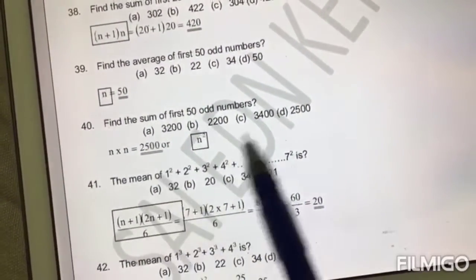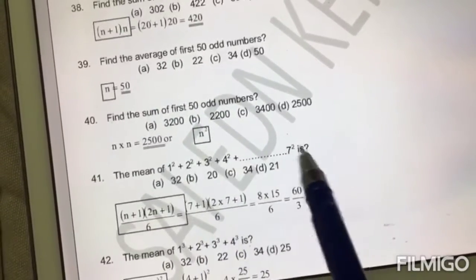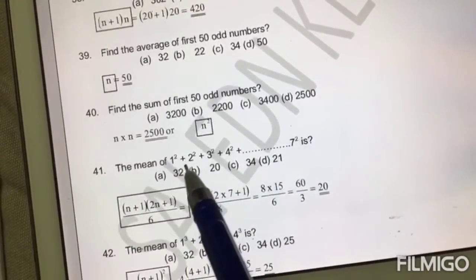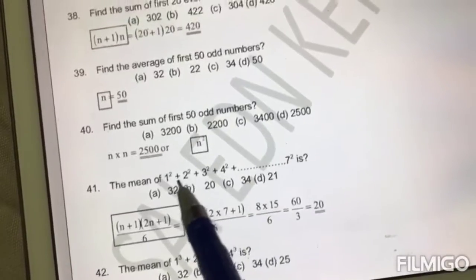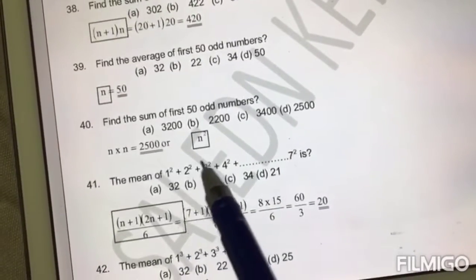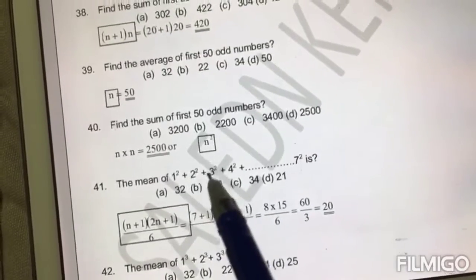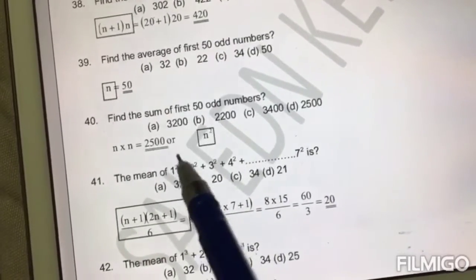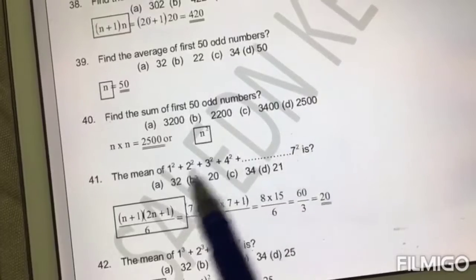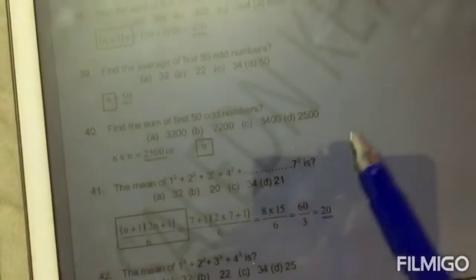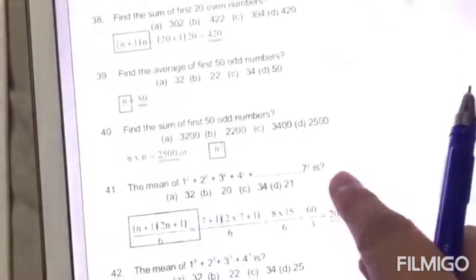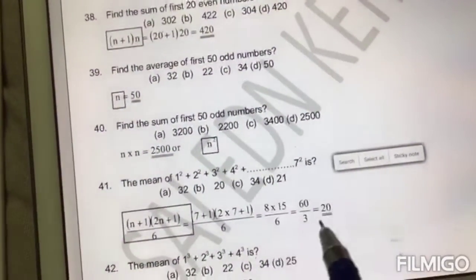What is the mean of this series? This is called a series. There are many terms which are separated by plus or minus. These are the squares of the consecutive numbers. What are consecutive numbers? Consecutive numbers are numbers which occur one after the other. For example, 1, 2, 3, 4, 5, 6, 7. They are consecutive numbers. 10, 11, 12, 13, 14 are consecutive numbers because they occur one after the other.